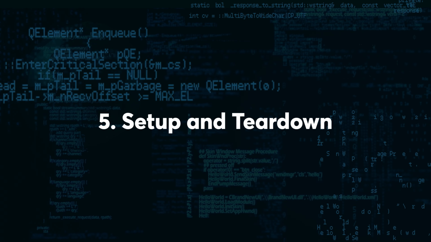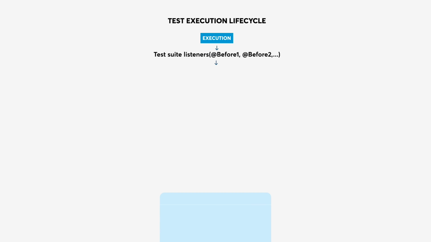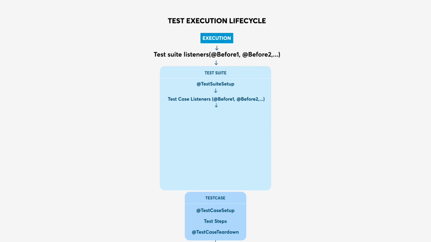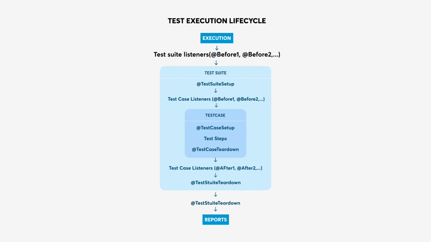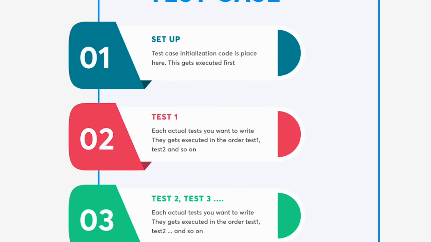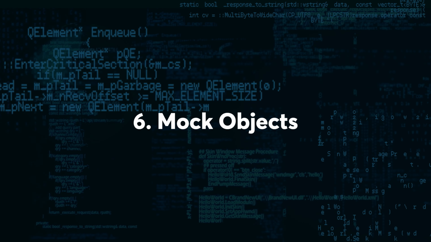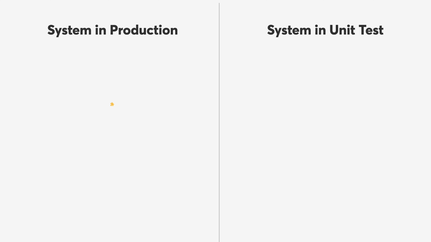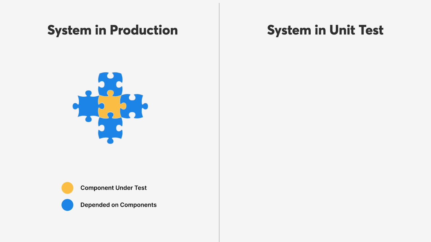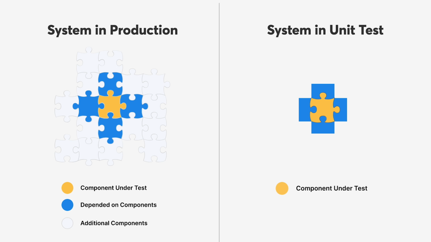5. Setup and teardown. Some unit tests might require a setup phase, where you prepare the environment for the test, and a teardown phase, where you clean up after the test. These ensure that tests can be repeated independently. 6. Mock objects. In some cases, you may need to simulate the behavior of components or services that your unit relies on. Mock objects are placeholders that mimic these dependencies, allowing you to test your unit in isolation.